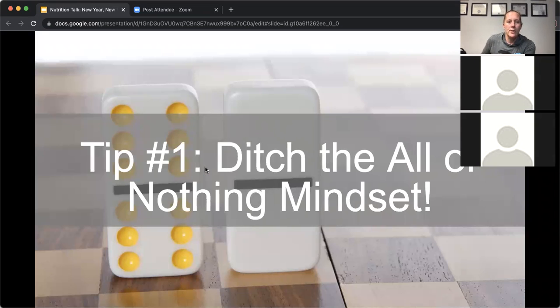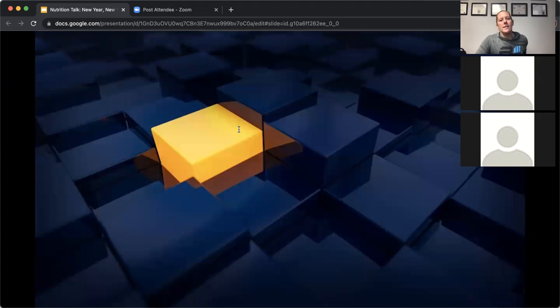Tip number one is to ditch the all or nothing mindset. This is a big one. We live in a society where we expect instant results. We want things to happen really quickly, maybe even overnight. But the truth is that it takes time to make your changes stick. You need to create healthy habits, which you can build into your current lifestyle after consistently achieving them over a period of time. There are likely several goals or resolutions that you want to commit to for the new year, but the key is to only work on one thing at a time.